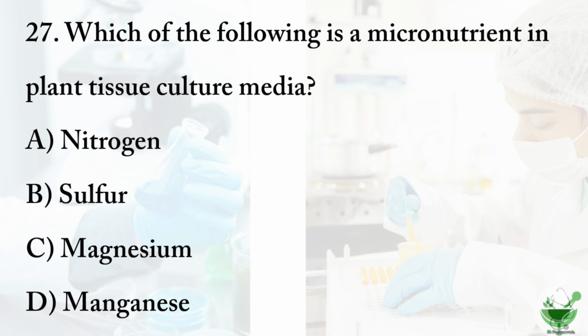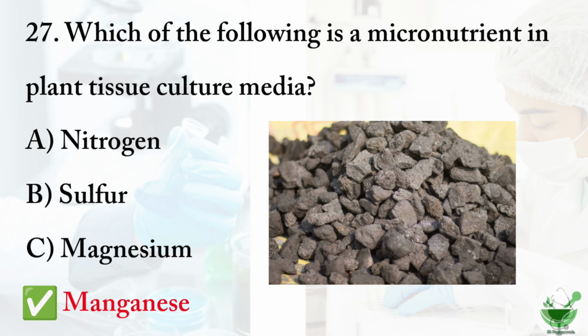Then question number 27. Which of the following is a micronutrient in plant tissue culture media? Option A, nitrogen. Option B, sulfur. Option C, magnesium. And option D, manganese. The correct option is manganese. So we know that other options like nitrogen, sulfur, magnesium are macronutrients.